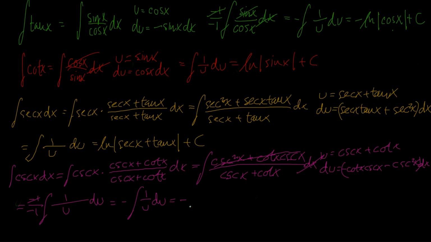Which is equal to the negative ln of the absolute value of u, and I'm just going to sub my u in here, which is going to be cosecant x plus cotangent x plus c, just like that. And that is my final integral for that one.